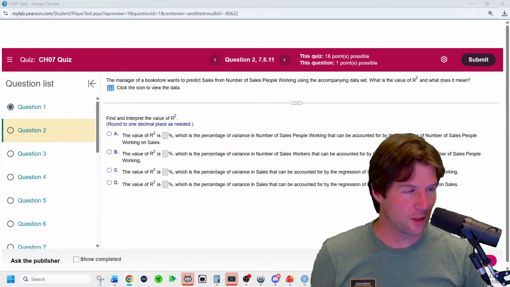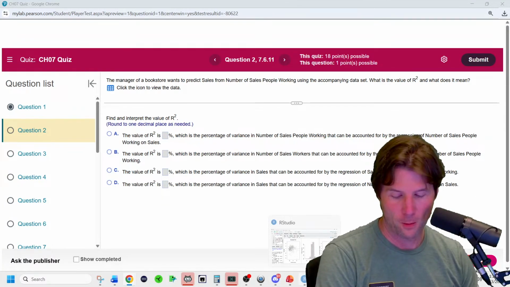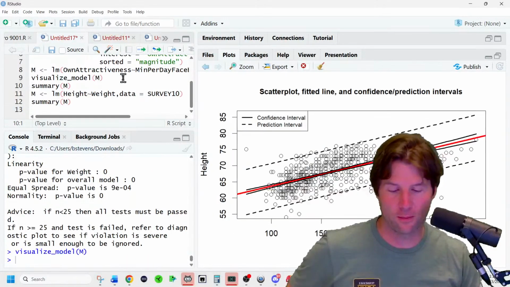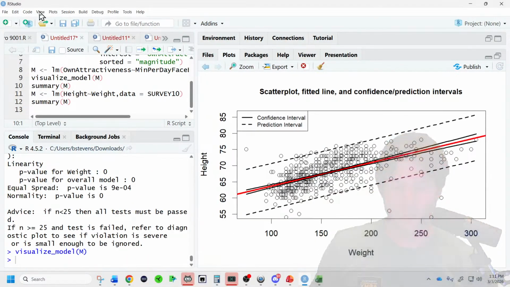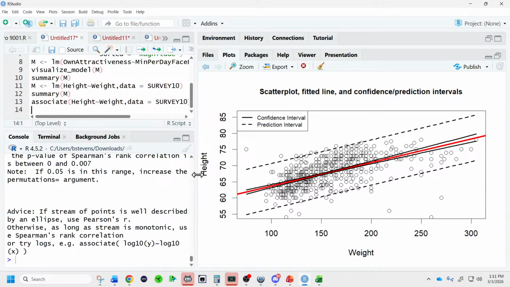R squared is the percent of variation Y explained by the variation X. This problem really doesn't do it justice. When you think about R squared, it's how tight the points are around the model. So this model right here, the tightness of the points leads to R. So I could literally look at the correlation of this. We're doing height and weight. I can just write it: height tilde weight, comma data equals survey 10. And we can see the correlation value of this.